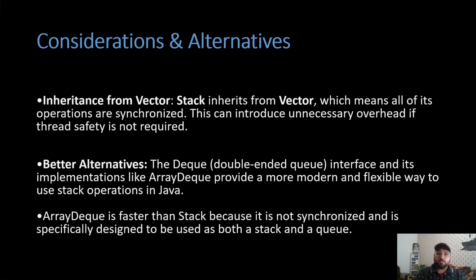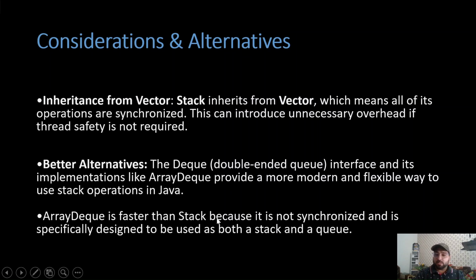Now there are different considerations and alternatives related to stack. As we just discussed, it is inherited from vector, which means all of its operations are synchronized, because vector has all methods synchronized. This can introduce unnecessary overhead if thread safety is not required. In case we are not working in multi-threading, using stack will cause unnecessary overhead and performance constraints, right? A better alternative is DQ, the double-ended queue interface, and its implementations like ArrayDQ, which provide a modern and flexible way to use stack operations in Java.